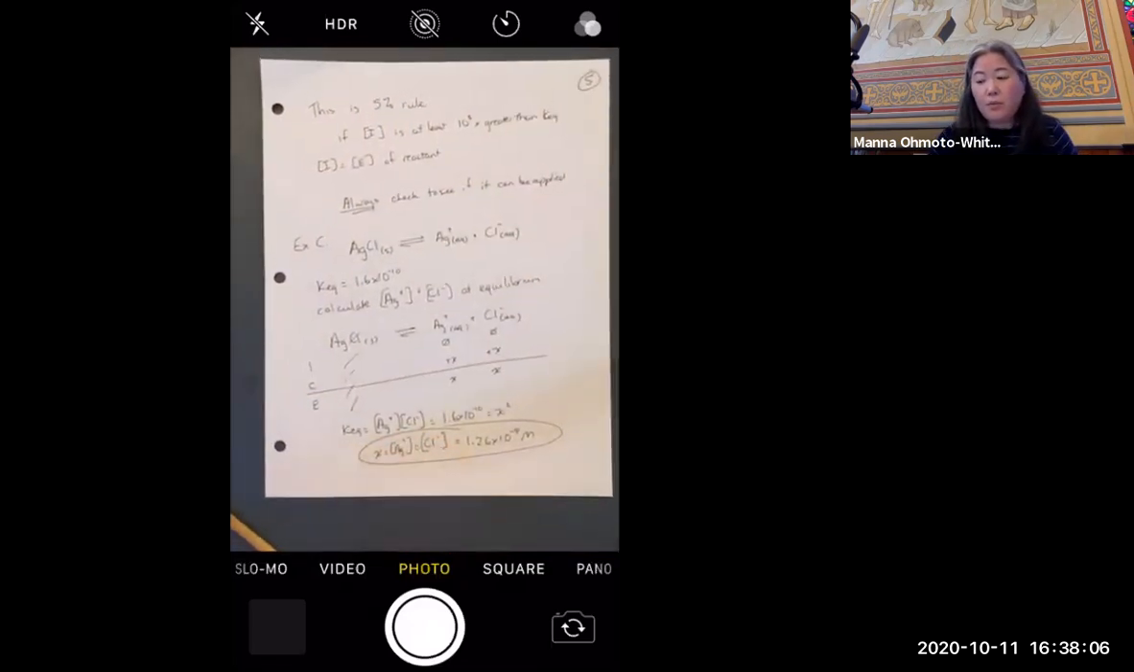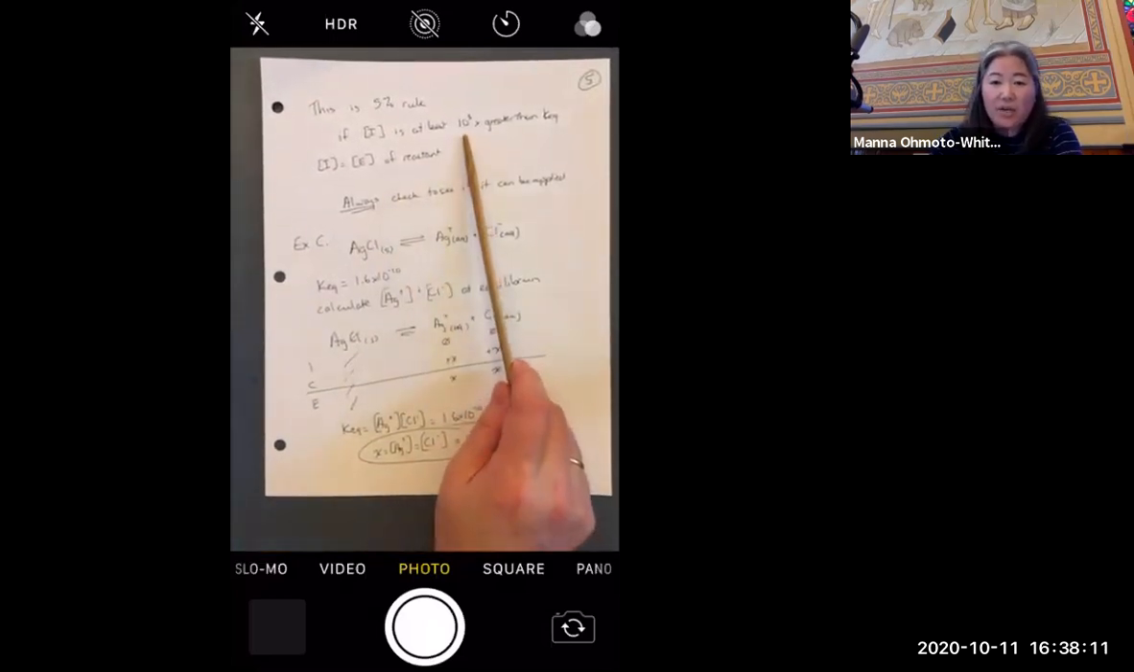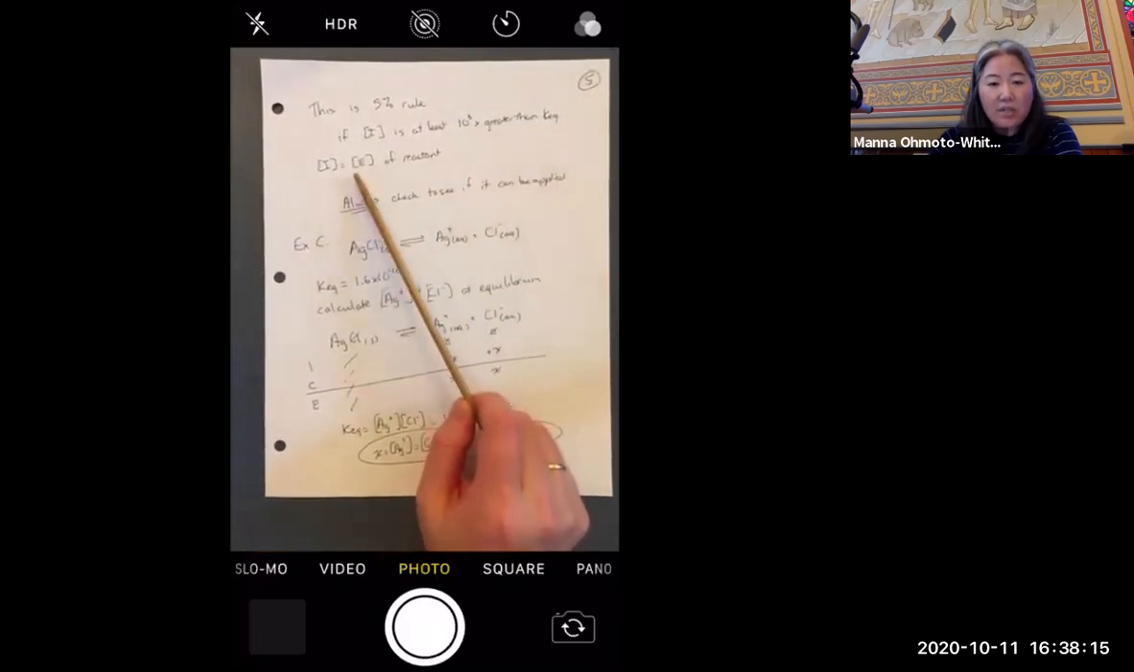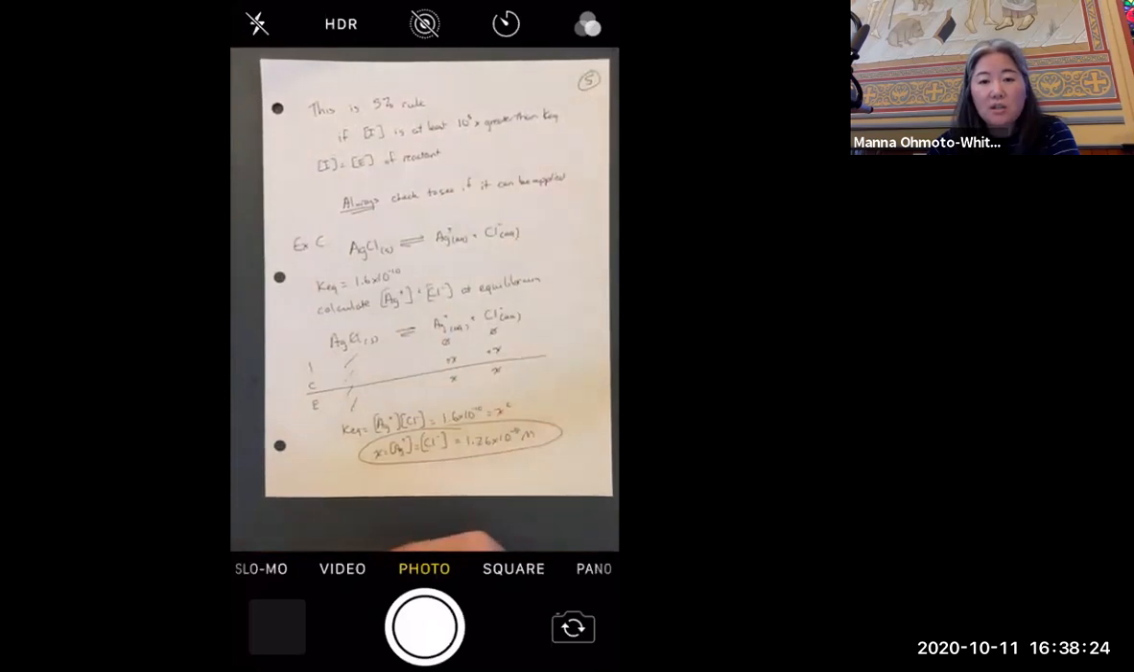So the 5% rule is if my initial concentration is at least 10 to the third times greater than my Keq, then I can say that my initial concentration is equal to the equilibrium concentration of my reactant. You always have to check to see if it can be applied because it makes life much, much easier.